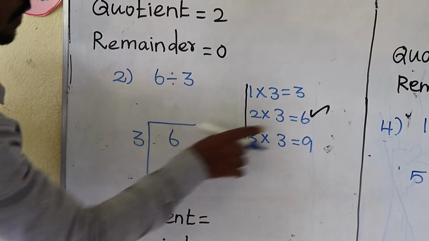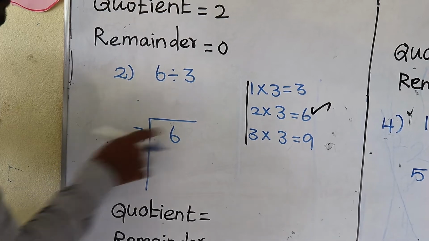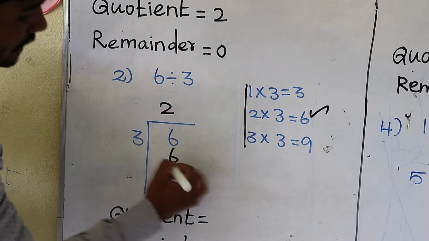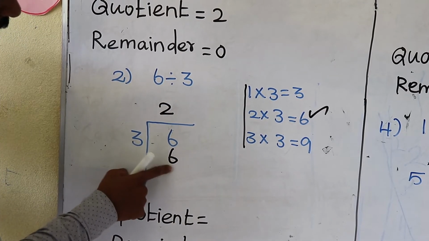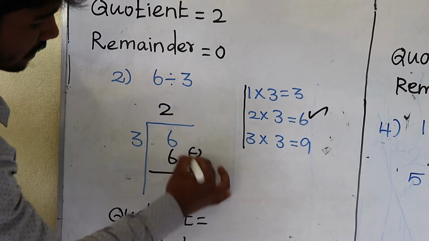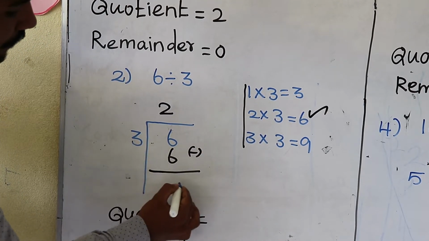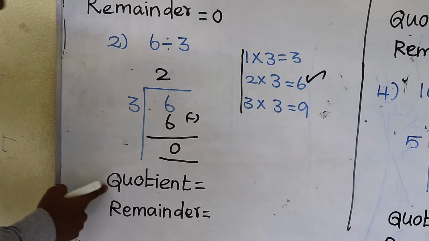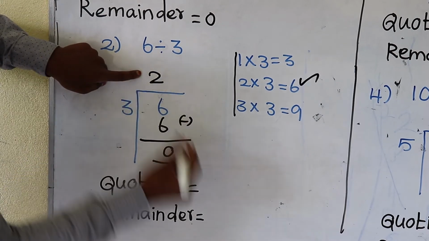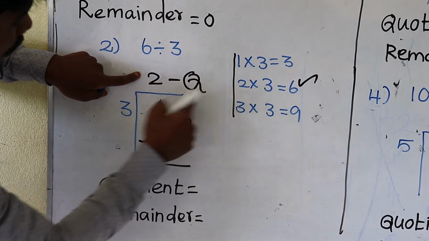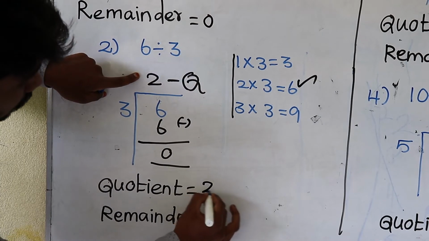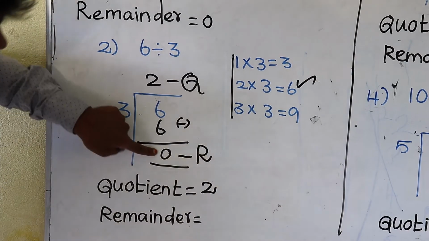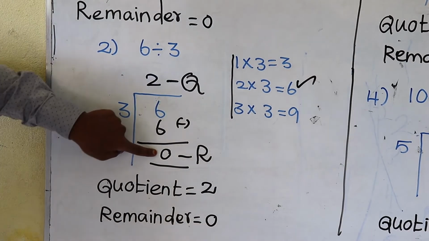Here we have the divided value. Here we have the divisor value. Then the quotient value is 2. 2 3's are 6. Write 6 right here. Next subtraction. 6 minus 6 is equal to 0. So the quotient value is 2. Write the quotient short form Q, and write 2 here. Then the remainder, short form R. Write the remainder value 0 here.